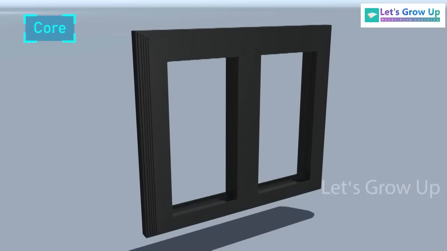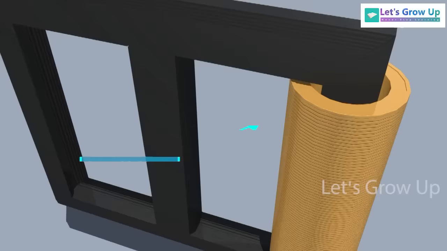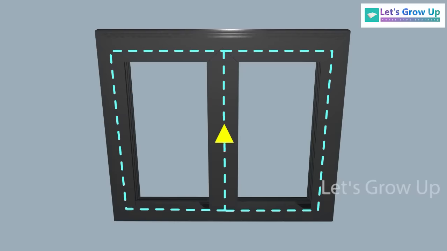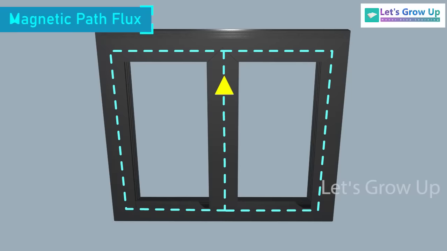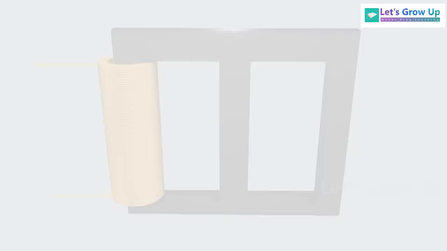The core of the three-phase transformer consists of three limbs in the same plane, and each limb carries both low voltage, LV, winding, and high voltage, HV, winding. The core provides a magnetic flux path around the core. The first winding is also known as a coil.